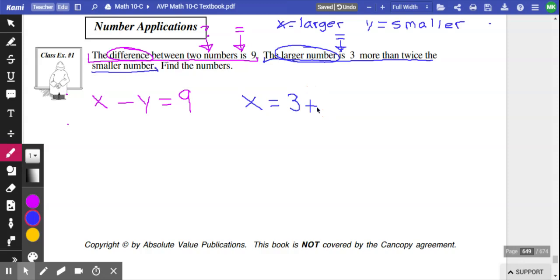The larger number is 3 more than twice the smaller number. Twice means multiplication. The smaller number is y. 2y. That's my second equation. The larger number is 3 more than twice the smaller. If you go word by word by word, it's not that bad.